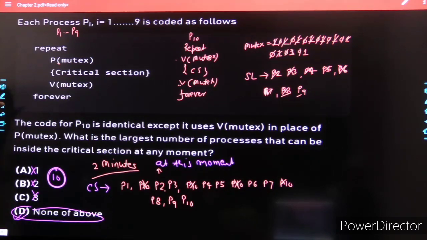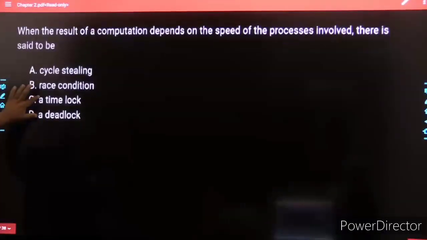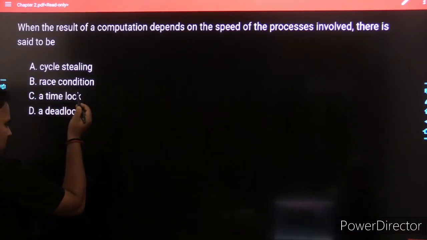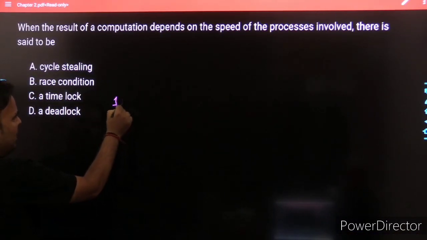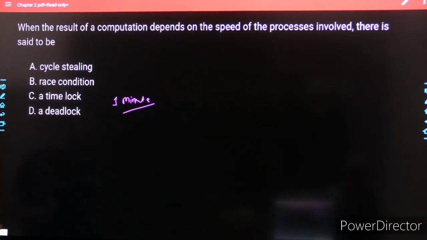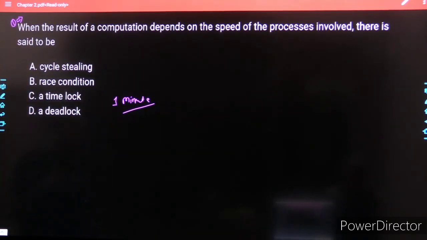You need to execute the codes. So this is your next question. I hope you are able to give the answer for this type of question. I will give you 1 minute, and when you recall the concepts we have learned in process synchronization, you will be able to solve this question, my dear friends.